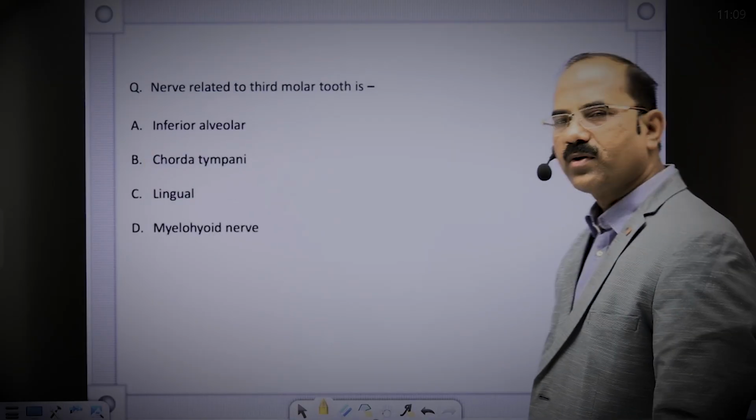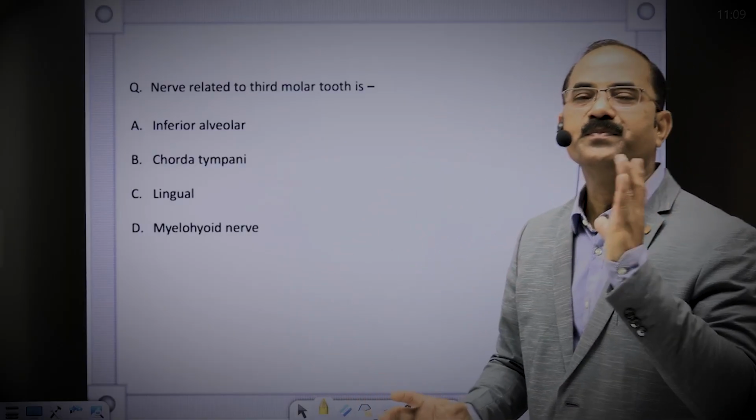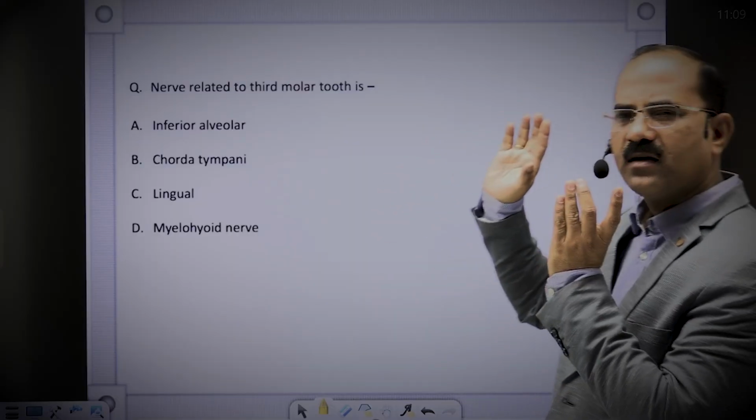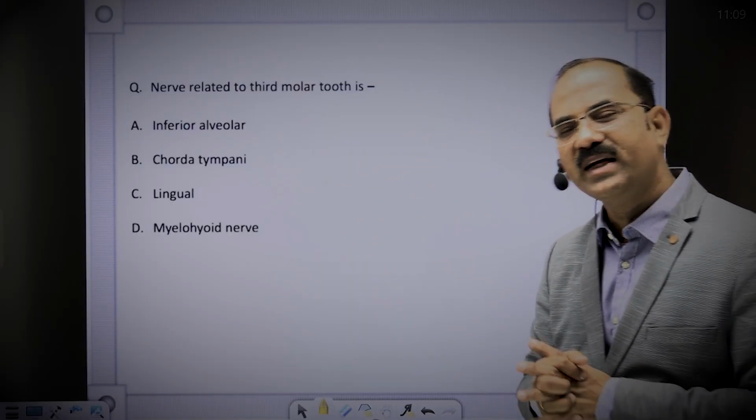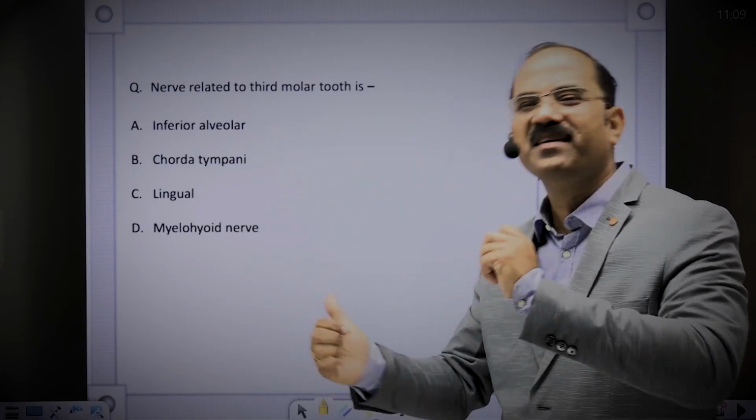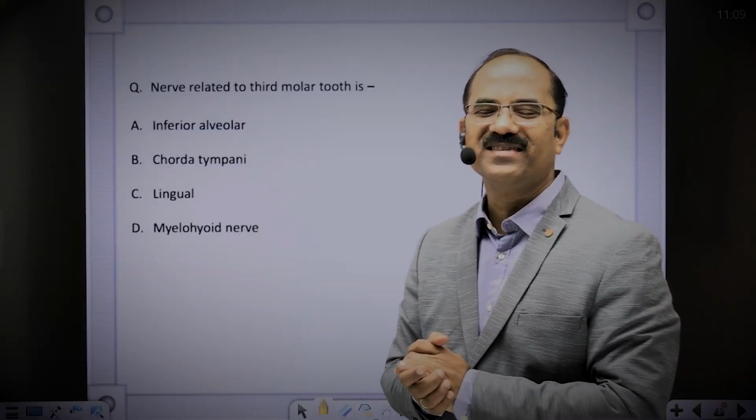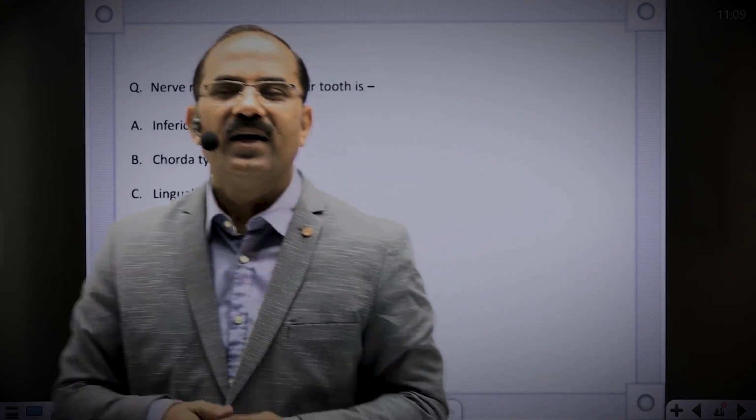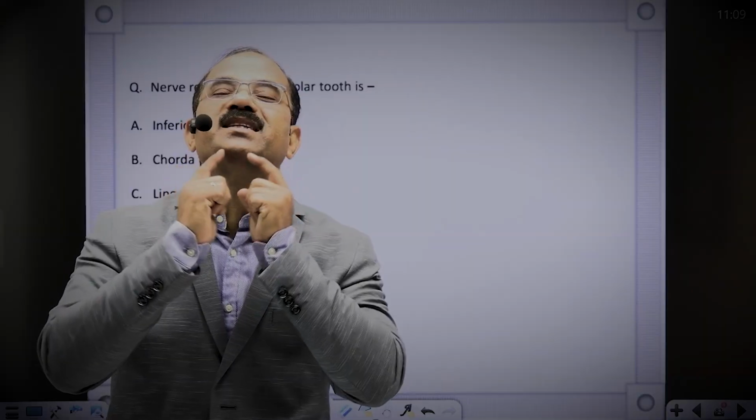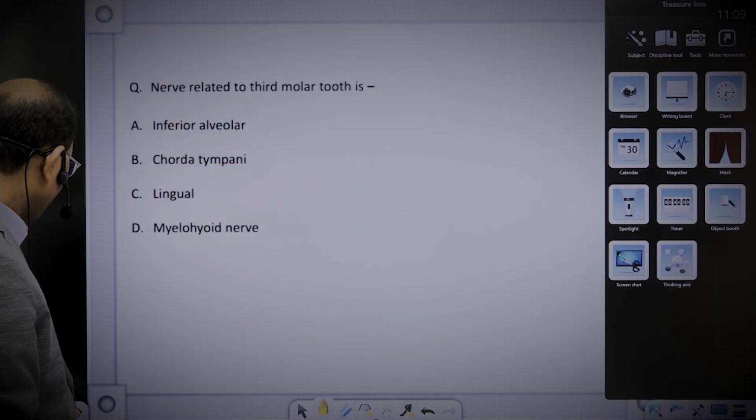Nerve related to the third molar tooth. Now students, this is a very commonly asked MCQ in the entrance exams. When the student looks at this MCQ, nerve related to the third molar tooth, the first answer which clicks to our mind is inferior alveolar nerve, right? But that's not the answer. Inferior alveolar nerve enters inside the mandibular foramen. It's deep inside the mandible, right? The nerve related to the third molar tooth.